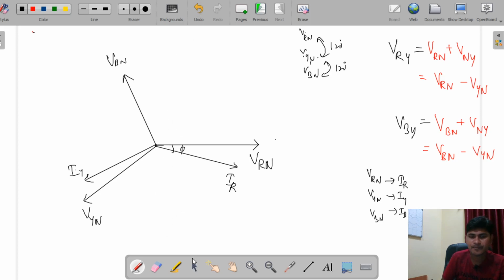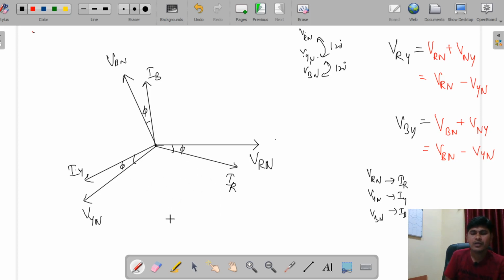Okay, next IB is IY, right? IB lags VBN by an angle phi. This is IB, right? The angle between these two is phi. Again, the angle between these two is phi, as we considered a balanced load.